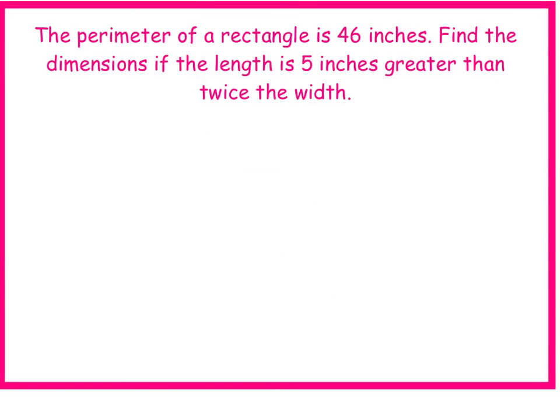Okay, here's the last problem in the lesson. The perimeter of a rectangle is 46 inches. Find the dimensions if the length is 5 inches greater than twice the width. Anytime that we're dealing with perimeter and area, it's a good idea to first draw a picture. In this case, we are looking at a rectangle. So let's draw a rectangle.